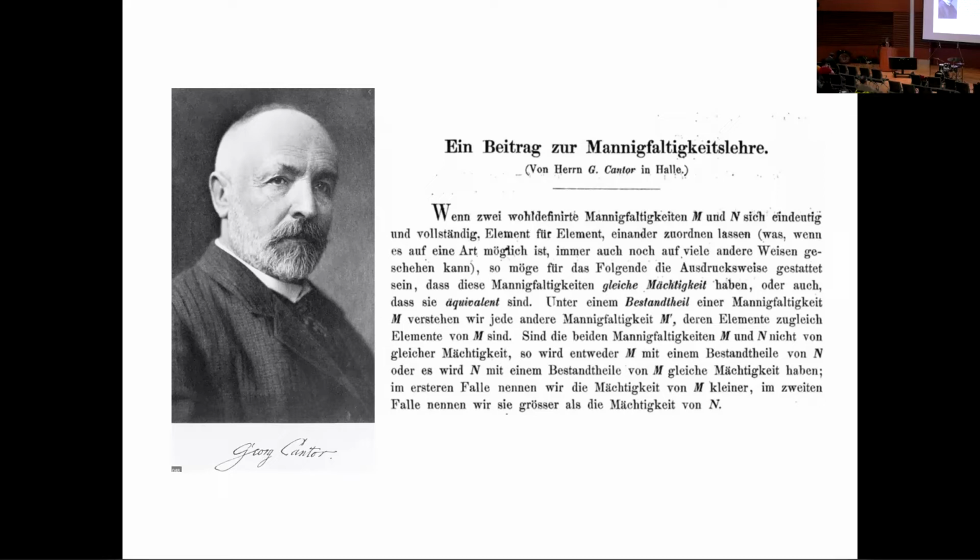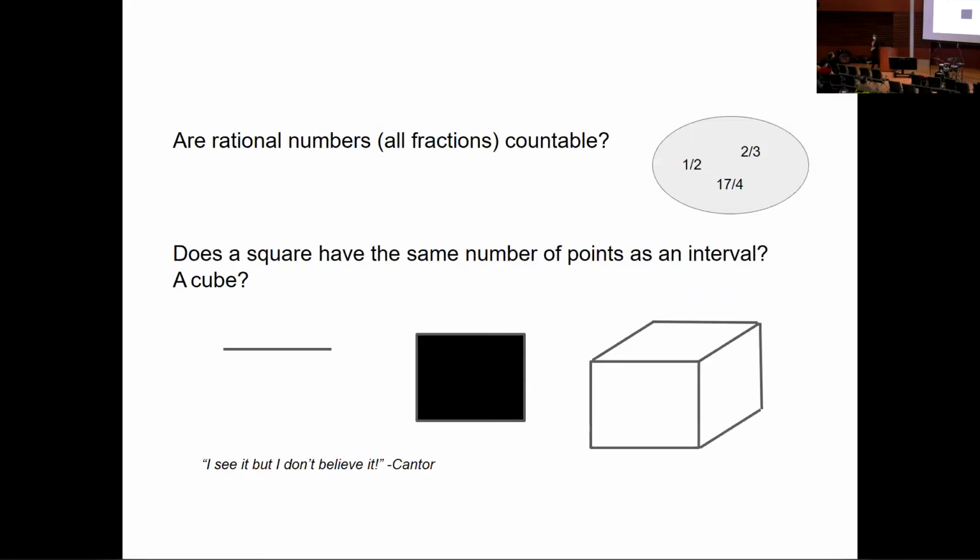Okay, I'm almost done here. So here are some questions for you guys. Are the rational numbers countable? Rational numbers are all the fractions out there, like 1/2, 2/3, 17/4. Consider the collection of all rational numbers. That's a lot of numbers. Are they countable? I'm not going to give you that answer yet.